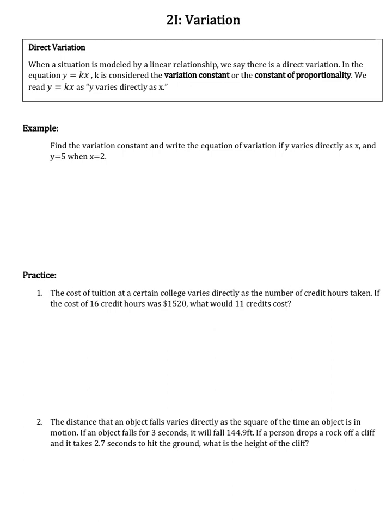We read y equals kx as y varies directly as x. So in our first example, it says find the variation constant and write the equation of variation if y varies directly as x and y equals 5 when x equals 2. So we always start by looking at this part of the sentence, if y varies directly as x. So we start by saying y varies directly as x. Then we plug in what we know. We know that y equals 5 when x equals 2.